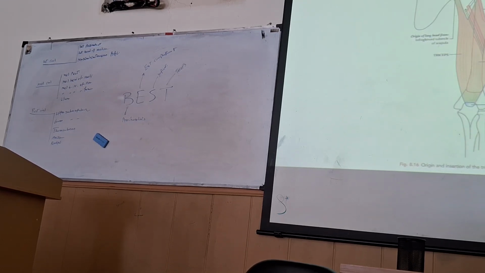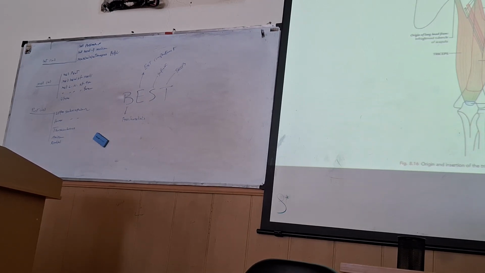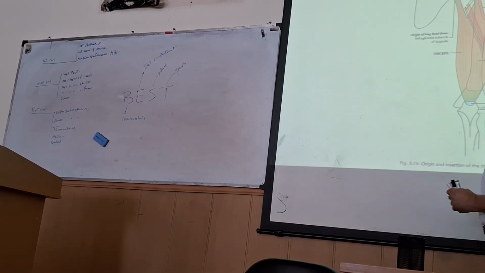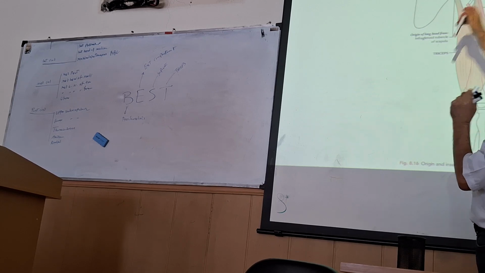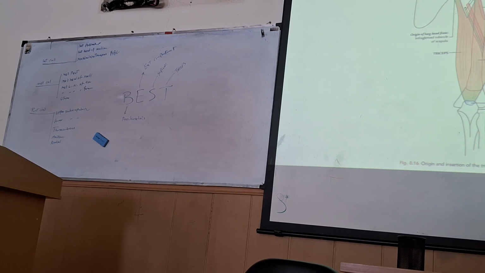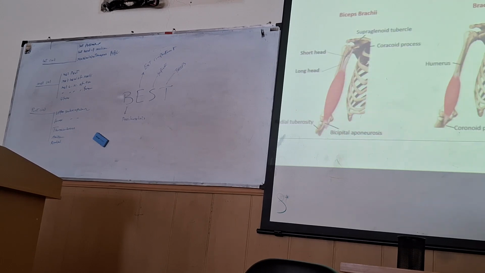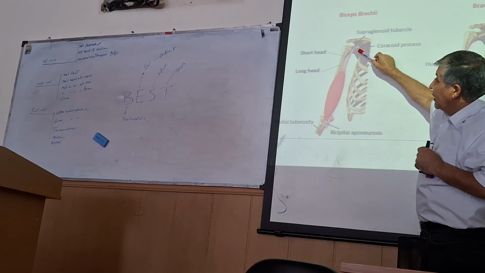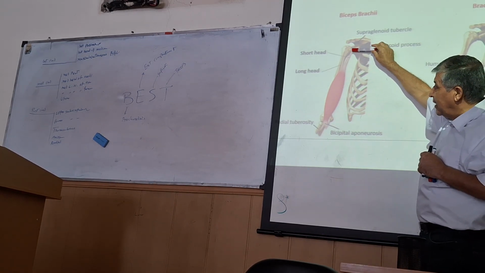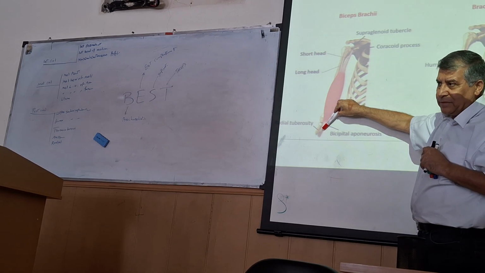Arm. In the anterior compartment of the arm, there are three muscles. One, biceps, has two heads. The long head is from the supraglenoid tubercle, and the short head is from the coracoid process, and it inserts into the radial tuberosity.